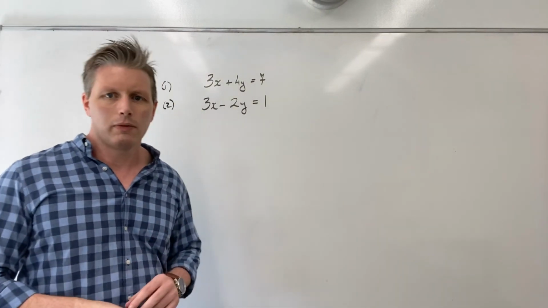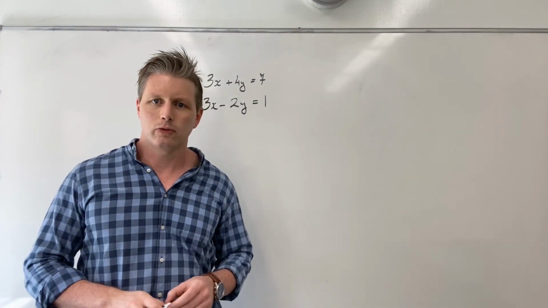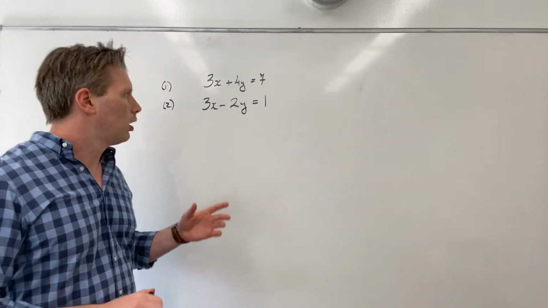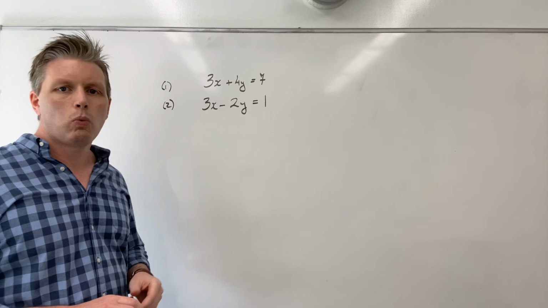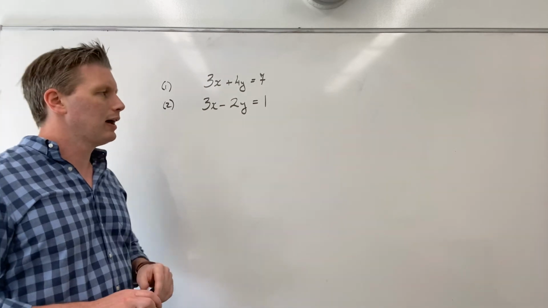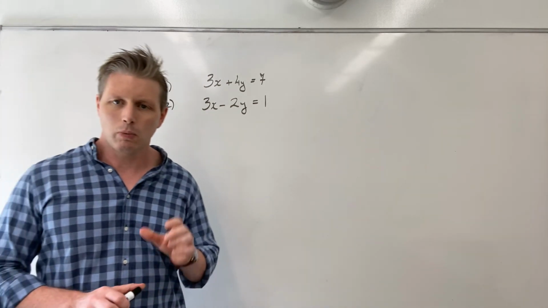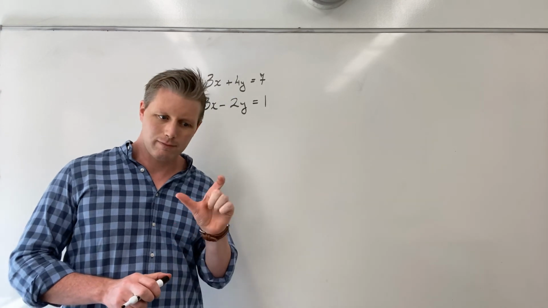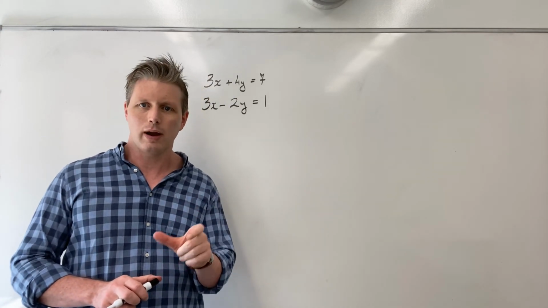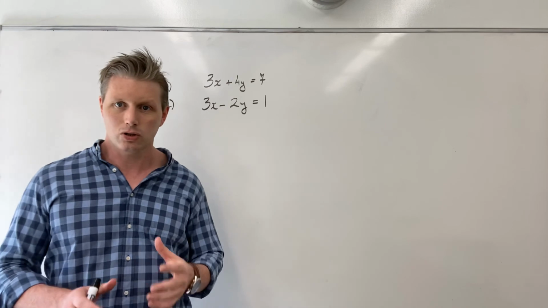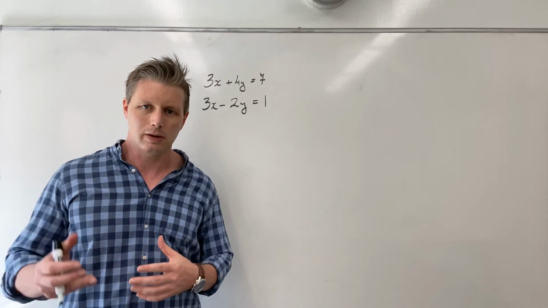So how do we solve them? What do we mean by solve the equations? What we're looking for are a value of x and y that will satisfy both of these equations. We want to find that value of x and that value of y that satisfies both of these equations, assuming that such a value exists.